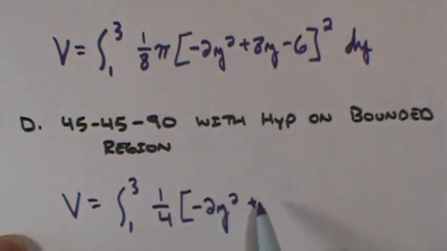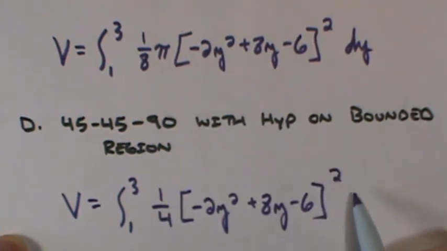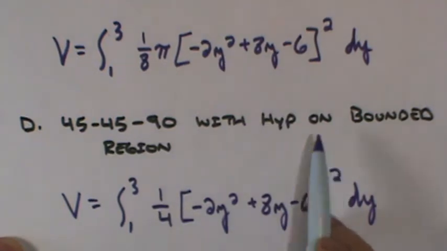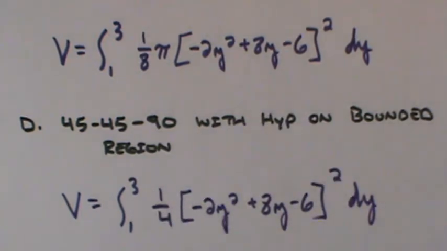This is the one that sometimes you'll see gets changed up, because what they'll do is they won't have the hypotenuse on the bounded region, they'll have one of the legs, which would change the formula. You'd have to go back and redraw it to figure out what that newfound formula would be.